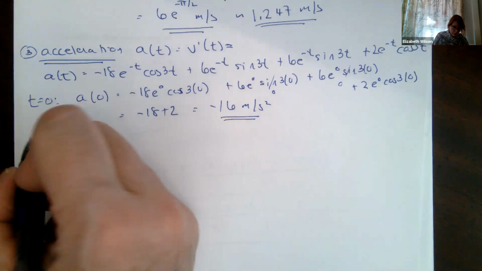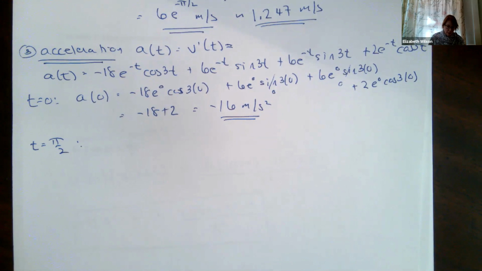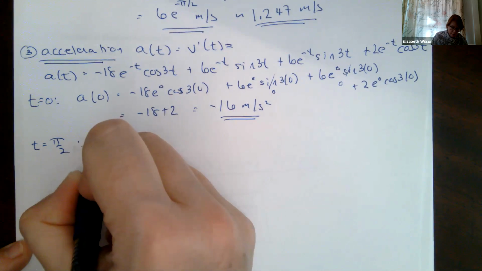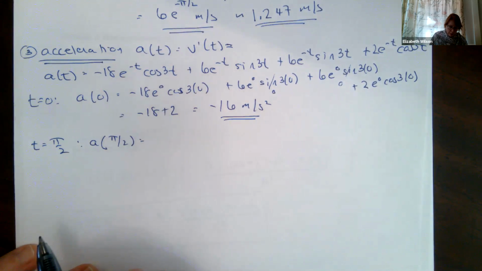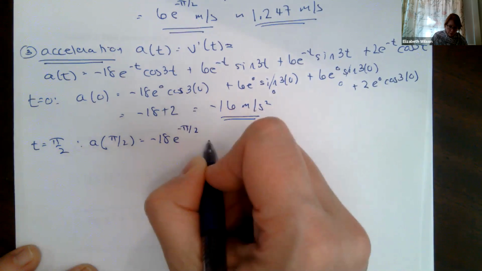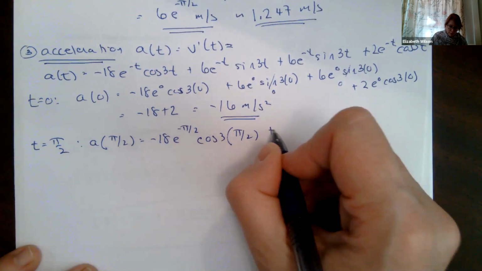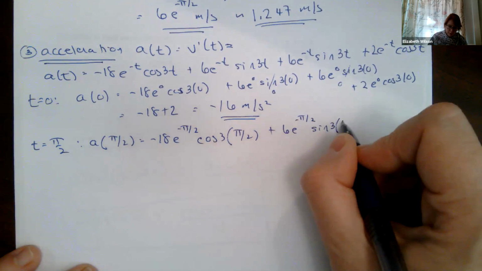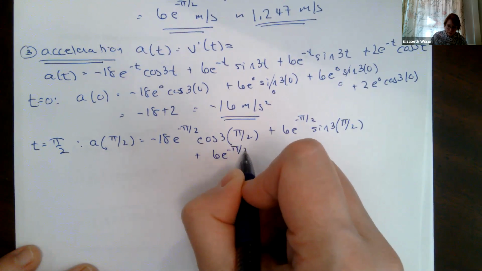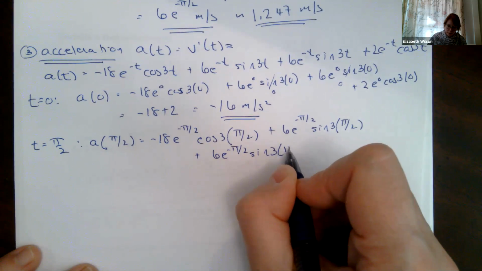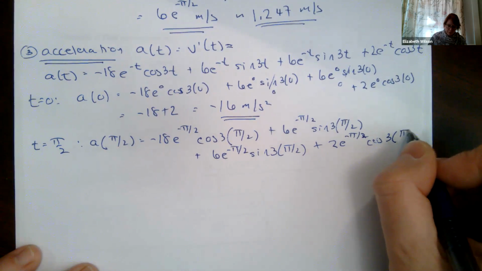Okay, let's take a look at t equals pi over 2. At this point, I'm just plugging it in and then looking at what my sine and cosine are. Everywhere I see a t, I plug in a pi over 2. Minus 18e to the minus pi over 2 cosine of 3 pi over 2, plus 6e to the minus pi over 2 sine of 3 pi over 2, plus 6e to the minus pi over 2 sine of 3 pi over 2. It takes forever to write this out. Plus 2e to the minus pi over 2 cosine of 3 pi over 2.